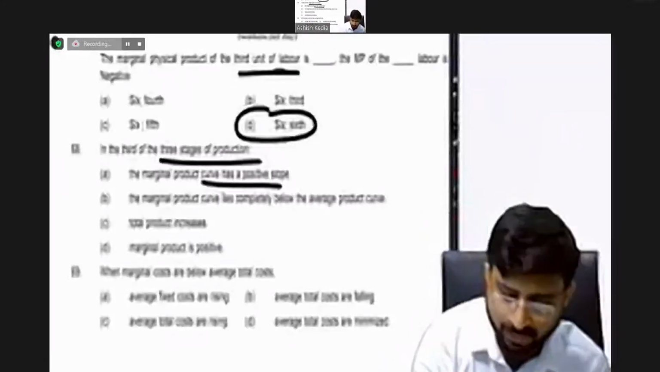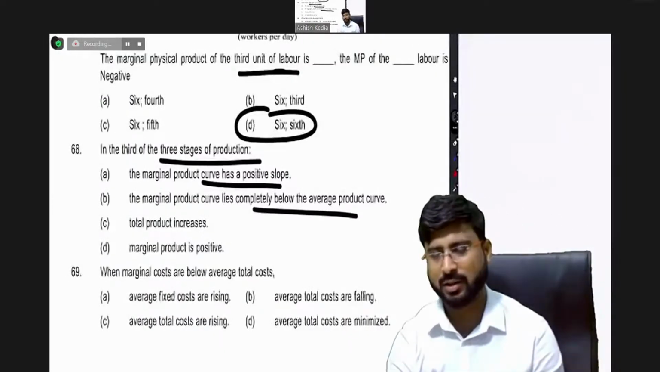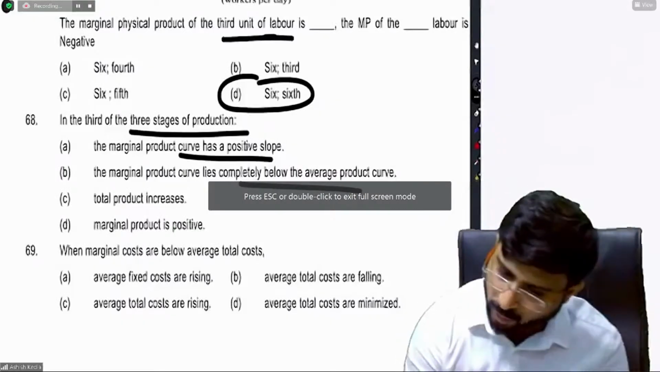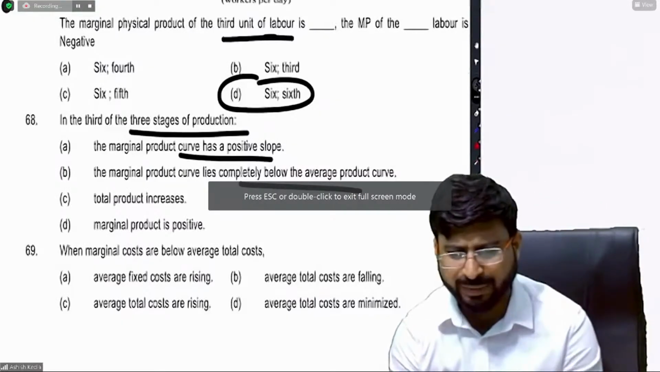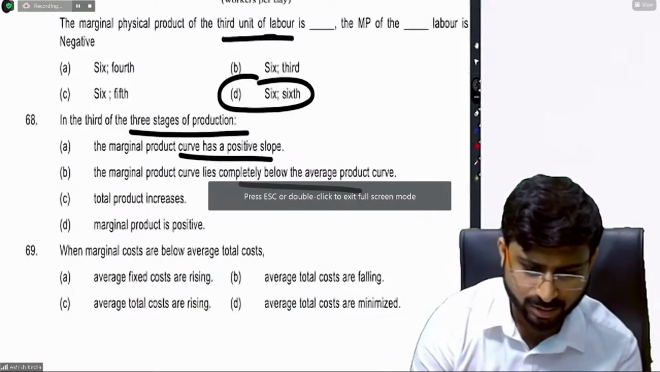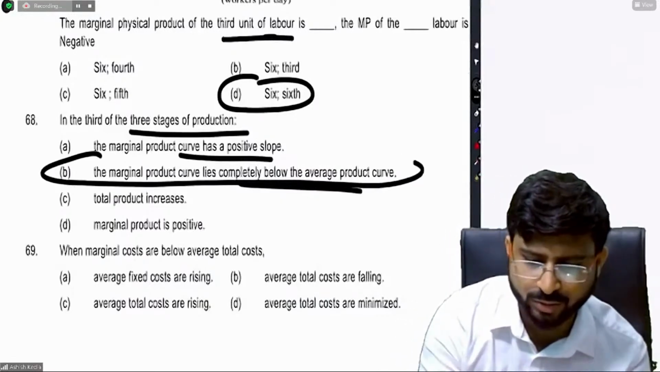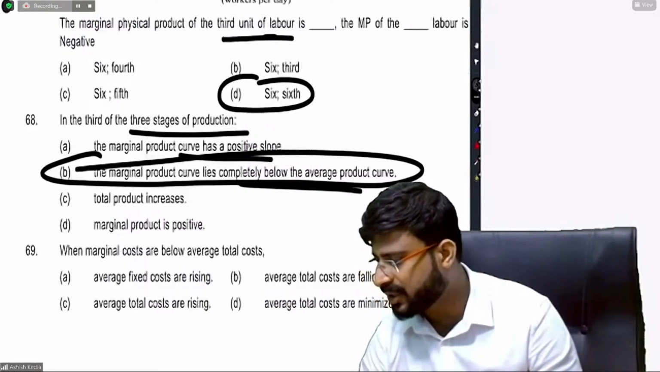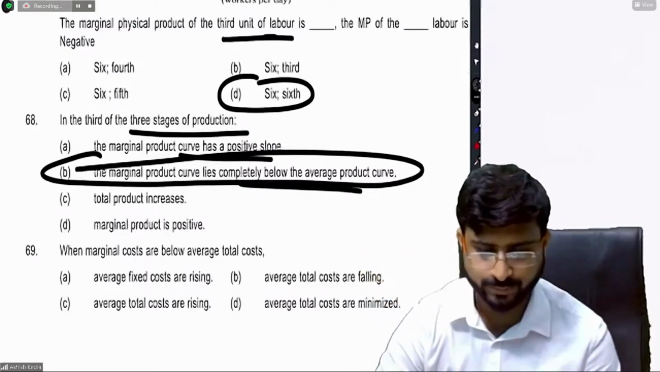In the third of the three stages of production, MP curve has a positive slope. MP curve lies completely below AP, correct? In the third stage, it is correct. TP increases, no. MP is positive. No, MP falls and becomes negative in the third stage. So I think so. B is the correct answer. So everyone, 68B would be the correct answer here.